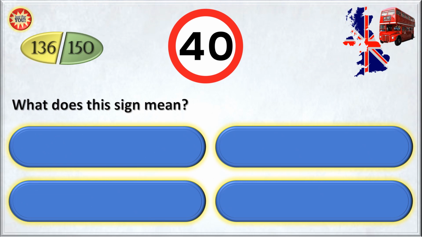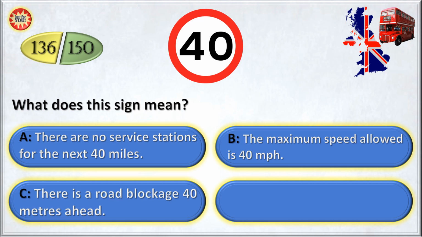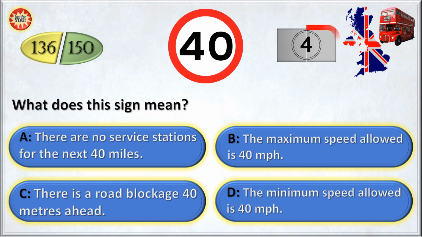What does this sign mean? There are no service stations for the next 40 miles. The maximum speed allowed is 40 miles per hour. There is a road blockage 40 meters ahead. The minimum speed allowed is 40 miles per hour. The maximum speed allowed is 40 miles per hour.